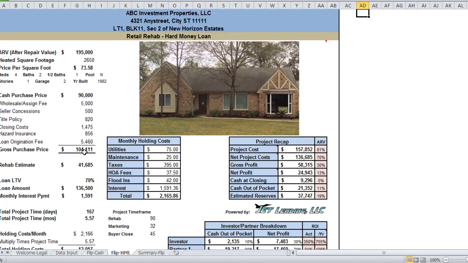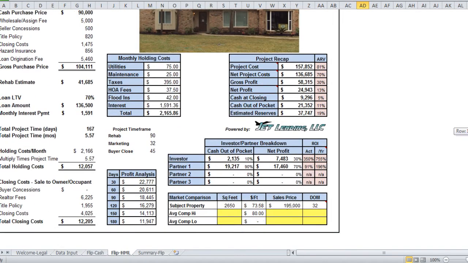So you'll note here that our gross purchase price, if you recall from the prior example, was more in the neighborhood of $90,000, is now $104,000. Our rehab estimate stays the same. Those fields we had blank earlier are now filled in. Our loan to value is 70%, our loan amount, which is going to be 70% of our ARV, and a monthly interest payment. Our project time frame in months hasn't changed.